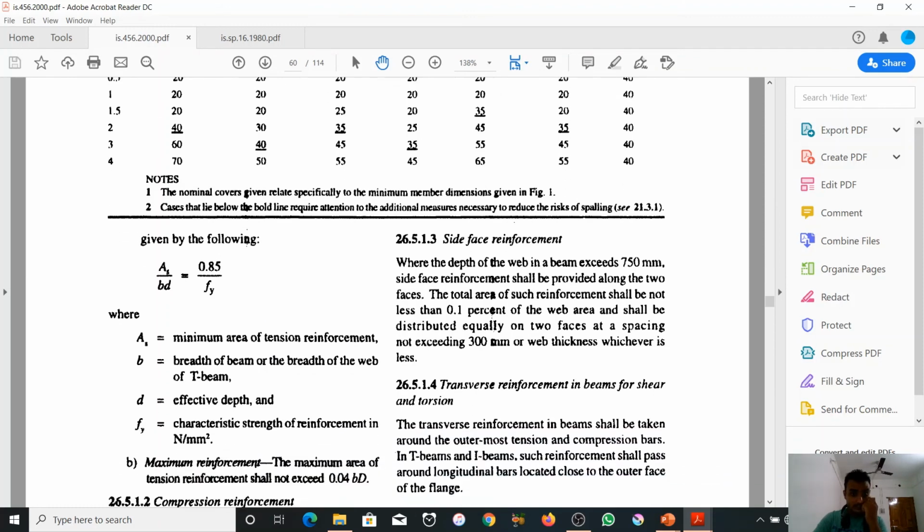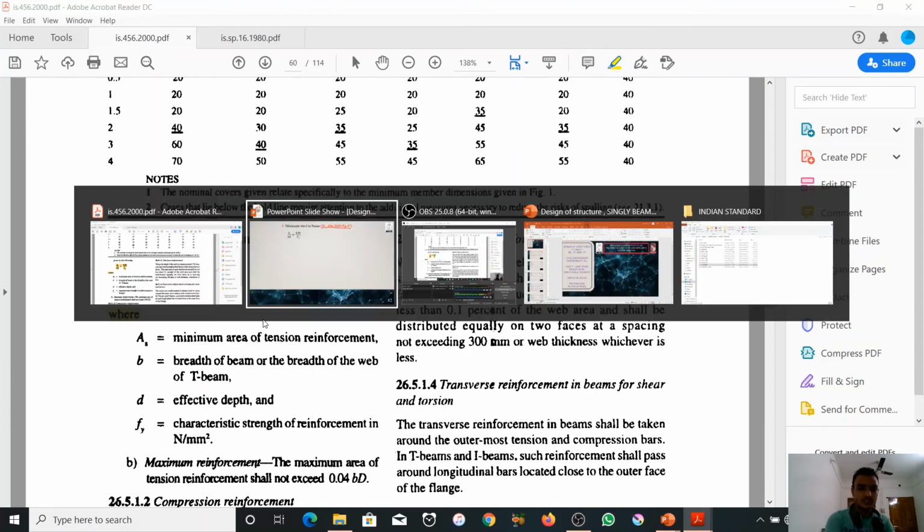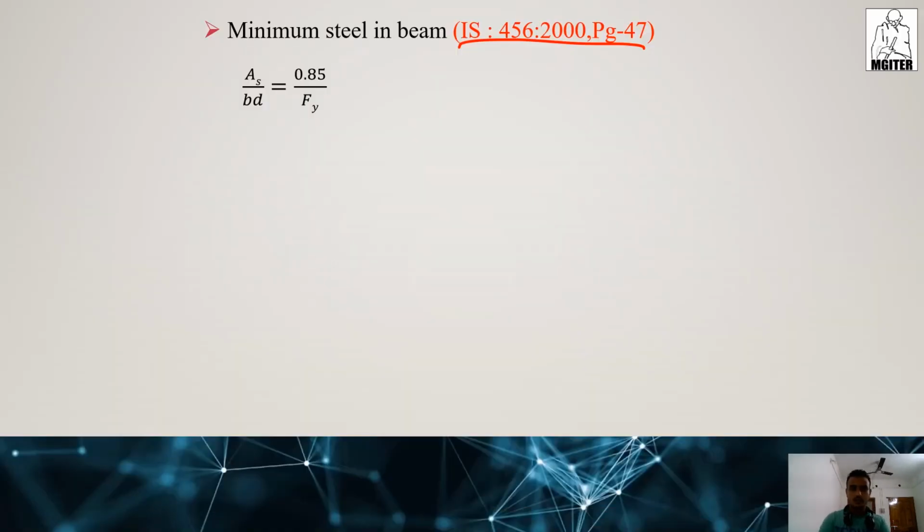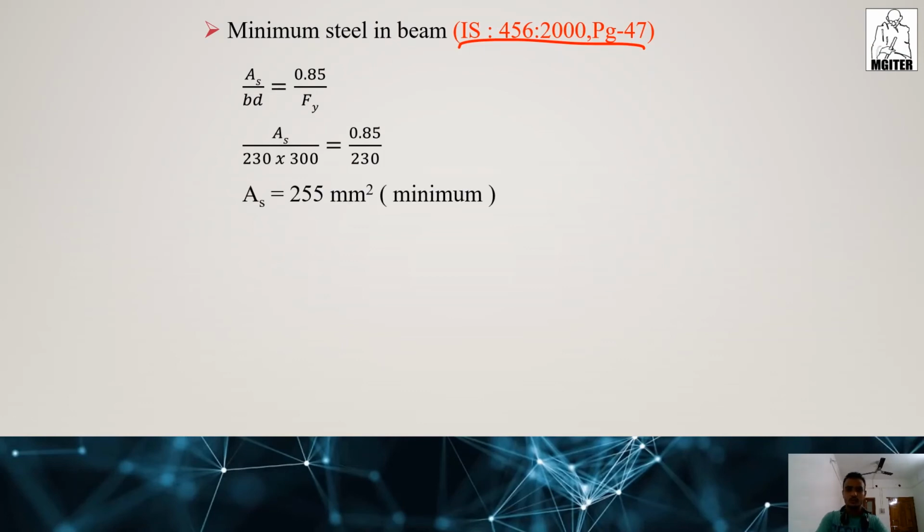Page number 47, look at here. This is the equation to find the minimum steel: Ast over b into d is equal to 0.85 over fy. By providing all the values, we found the Ast minimum is 255 mm square minimum.